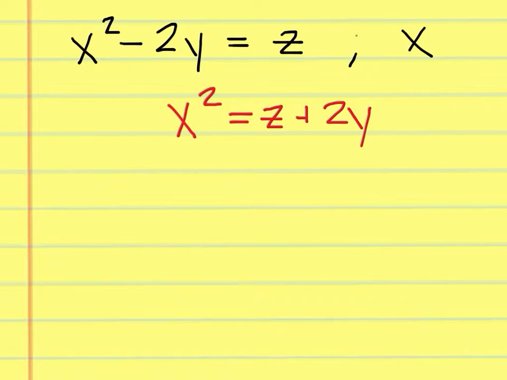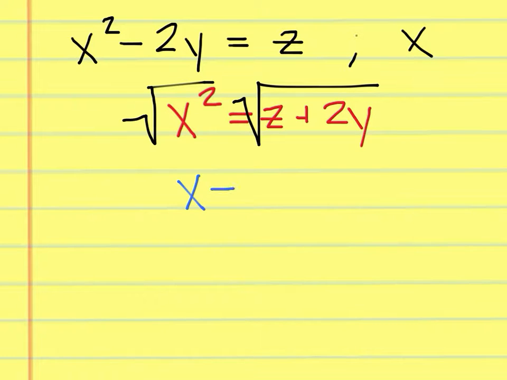Now, to get the x by itself, you must undo the square on the x. So you have to have the square root of this and the square root of that, leaving you with x equals the square root of z plus 2y.